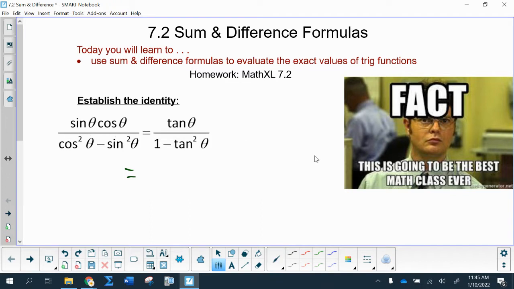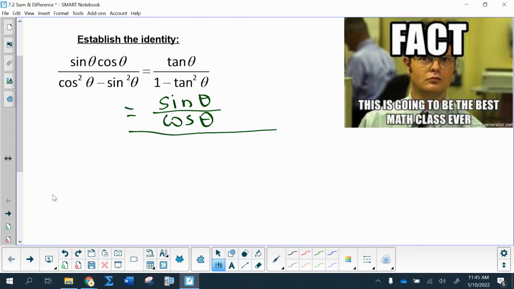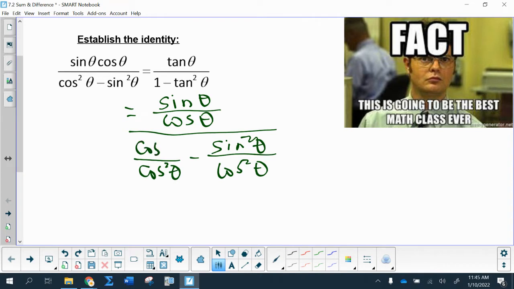So I'm going to go ahead and manipulate the right side, and I'm going to do that by starting off and changing tangent into sine over cosine. And I'm going to also change tangent squared into sine squared over cosine squared. And then I need to change that 1. It needs to have a common denominator, and so I'm going to give that a common denominator of cosine squared, which means my numerator needs to be cosine squared. So I have changed every part of this tangent over 1 minus tangent squared into sines and cosines.